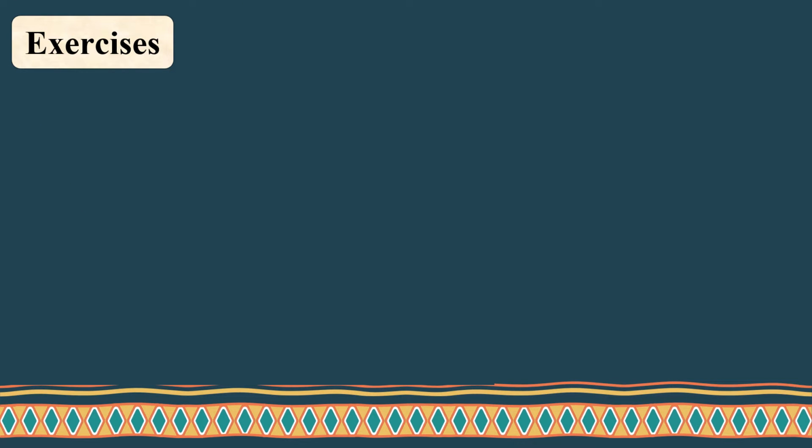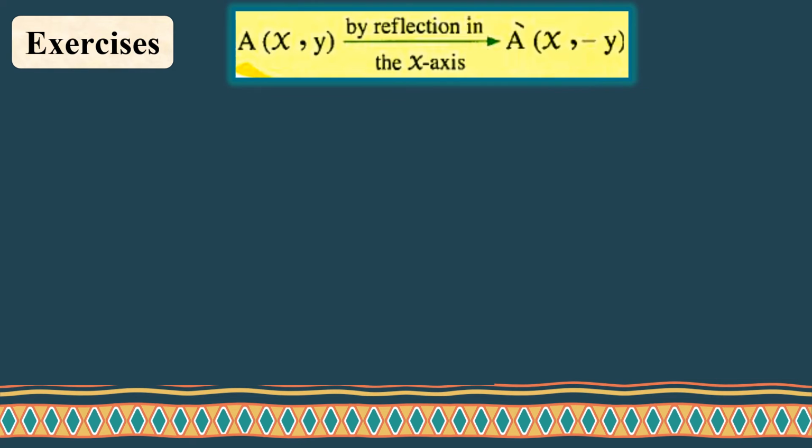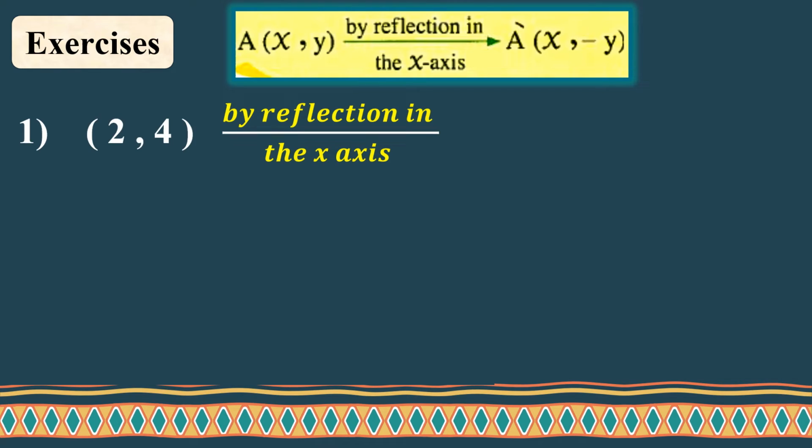Now some exercises about our rule. The image of A(x, y) by reflection in the x-axis is A dash equals (x, -y). Number 1, the new coordinate of (2, 4) by reflection in the x-axis equals what? Reflection in the x-axis, we must change the second coordinate. So the answer will be (2, -4).